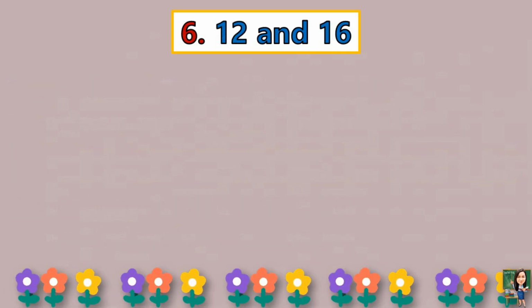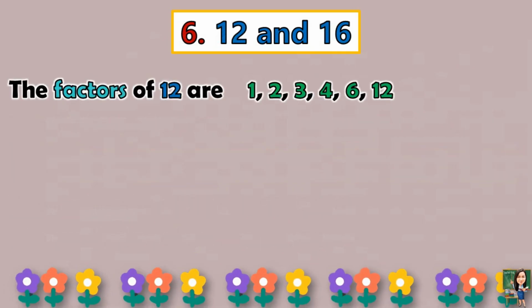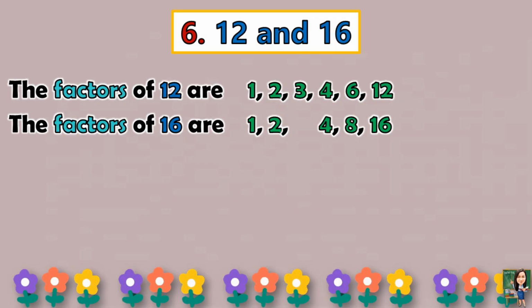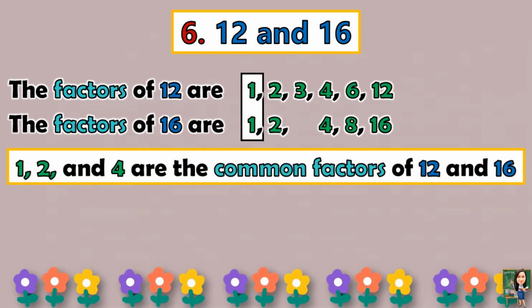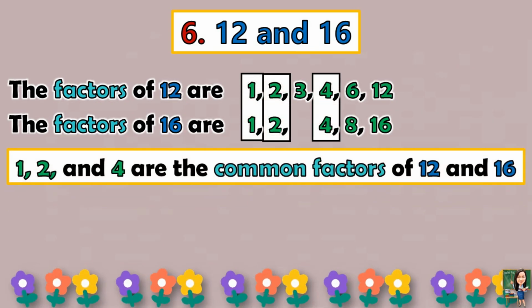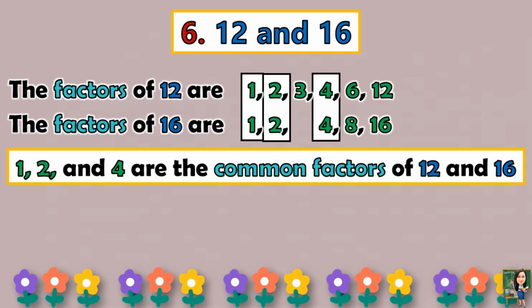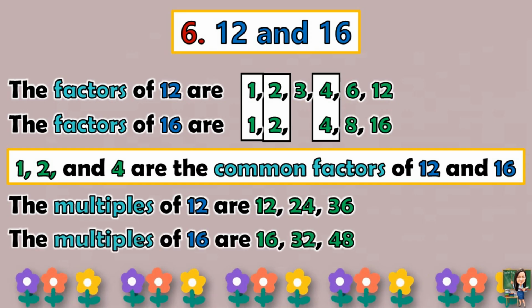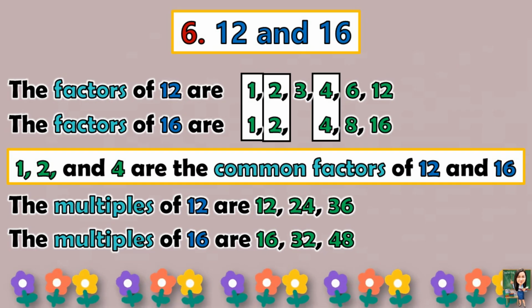And number 6, 12 and 16. The factors of 12 are 1, 2, 3, 4, 6, 12. The factors of 16 are 1, 2, 4, 8, 16. 1, 2, 4 are the common factors of 12 and 16. The multiples of 12 are 12, 24, 36. And the multiples of 16 are 16, 32, and 48.